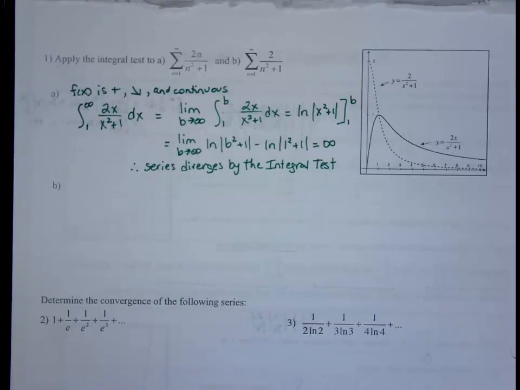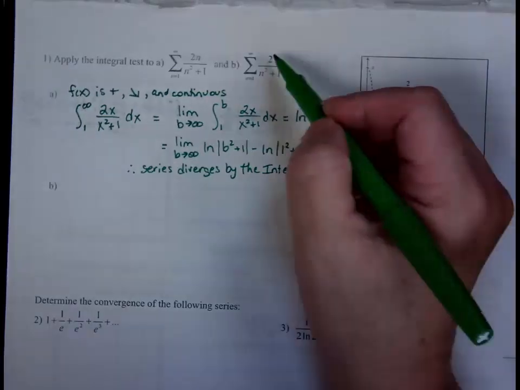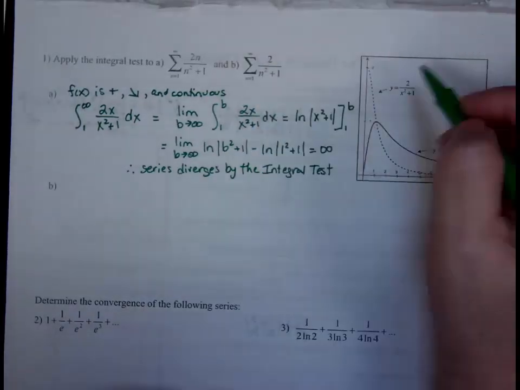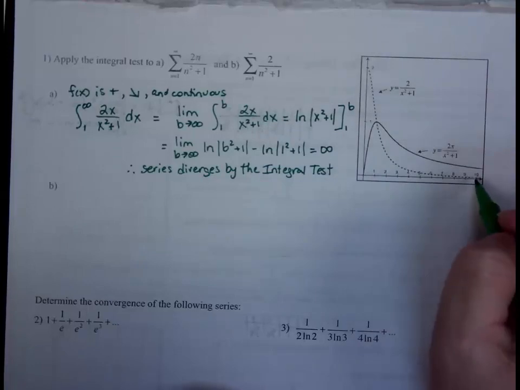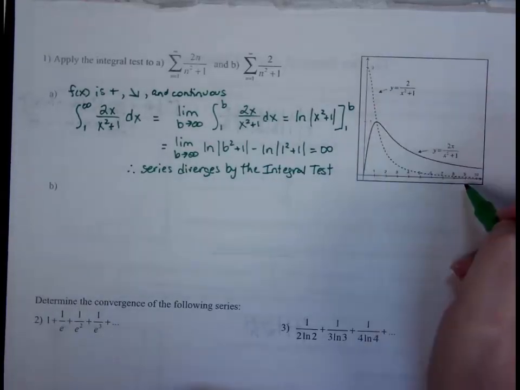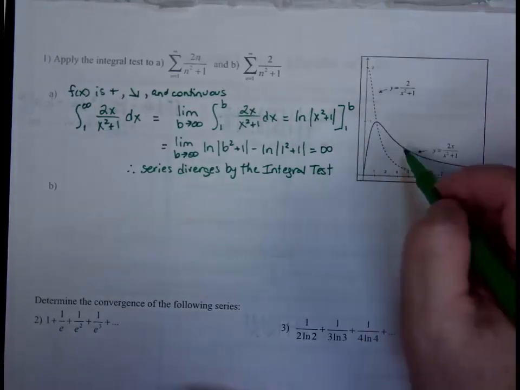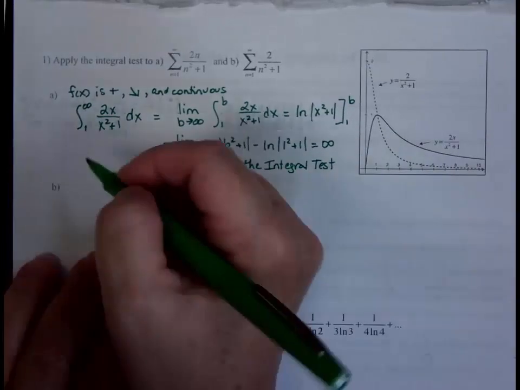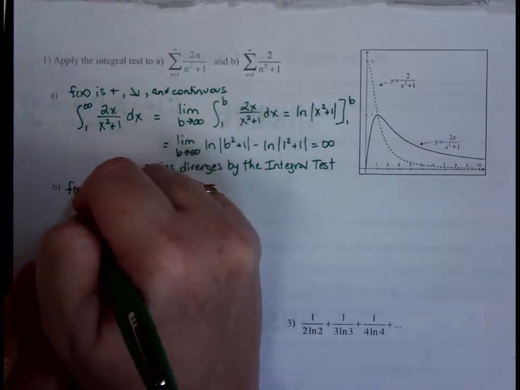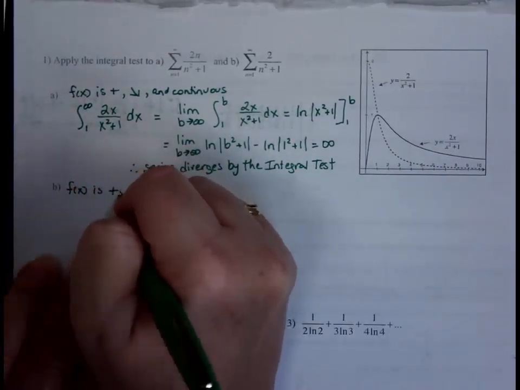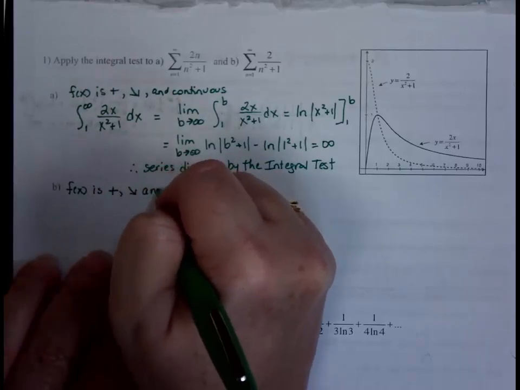We're going to take that n off the top. See the next one here? 2 over n squared plus 1. That's this thing right here. So is it positive? Yes, it's above the x-axis. Is it decreasing? Yes. Is it continuous? Well, it's a dotted line, but it's really continuous, okay? So f of x is positive, decreasing, and continuous.